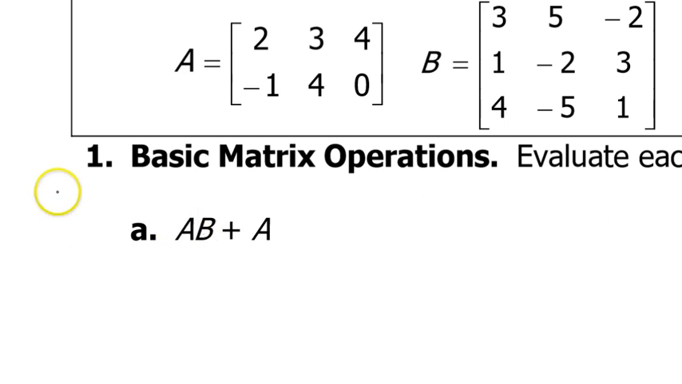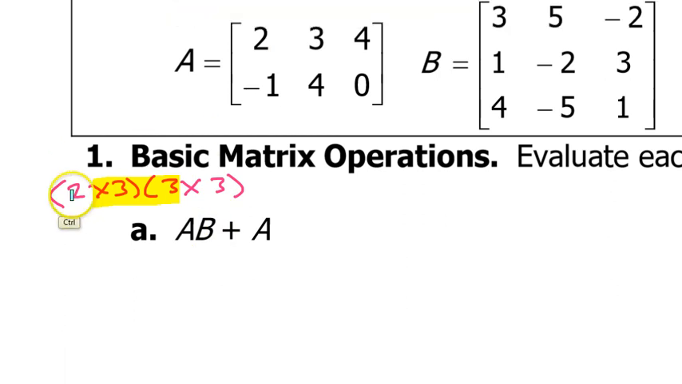Now here's a little bit of dimension analysis. Matrix A is a 2 by 3 matrix, 2 rows, 3 columns. Matrix B is a 3 by 3 matrix, 3 rows and 3 columns. For matrix multiplication to be possible, the inner dimensions have to be the same. So I see that 3 and 3 are the inner dimensions. So that means this is possible.